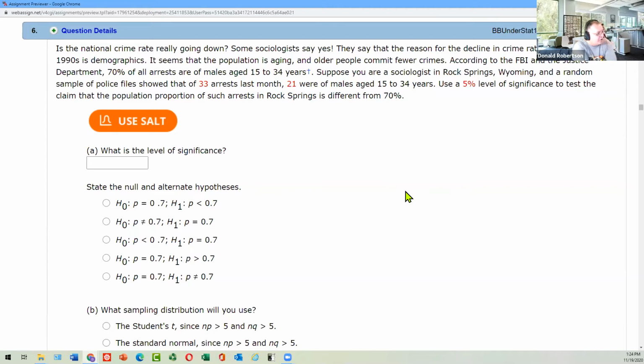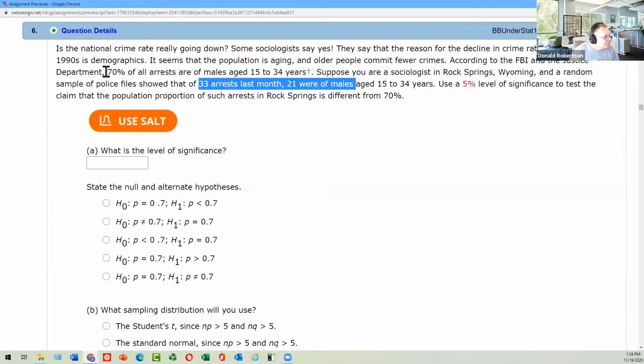Is the national crime rate really going down? Some sociologists say yes, it is declining. So let's check it out. The historical number is 70%. We're going to check here that in this place called Rock Springs, Wyoming, 33 were arrested last month and 21 were in that age group.